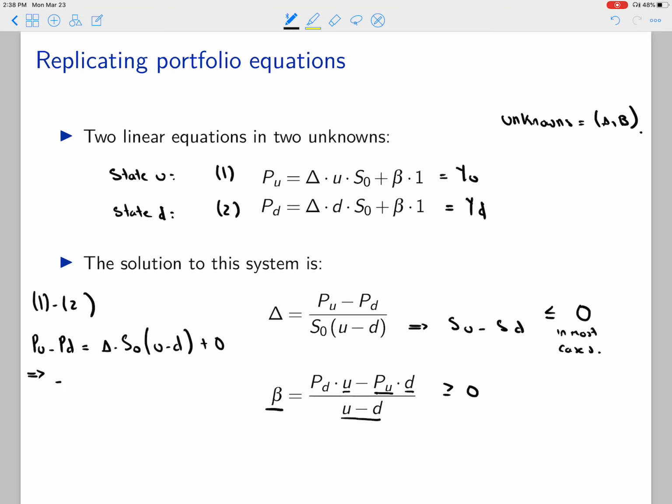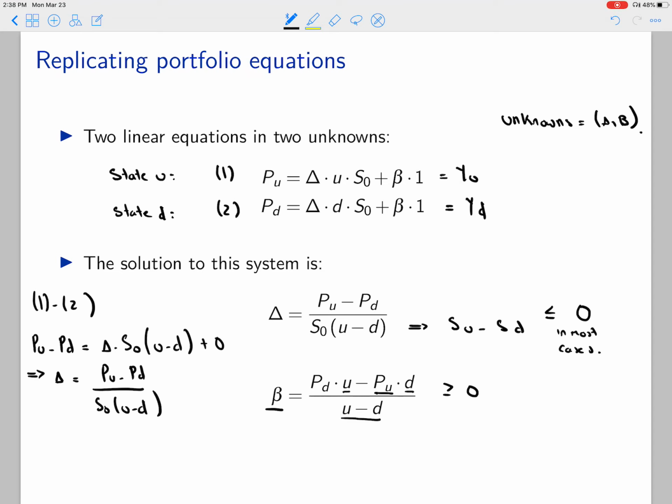This is going to imply that delta is equal to PU minus PD over S sub 0 times U minus D. That's how we solve for the delta. It's an easy way to remember it, just to solve the system of equations rather than going on memorizing this long formula. How do we get the beta then?